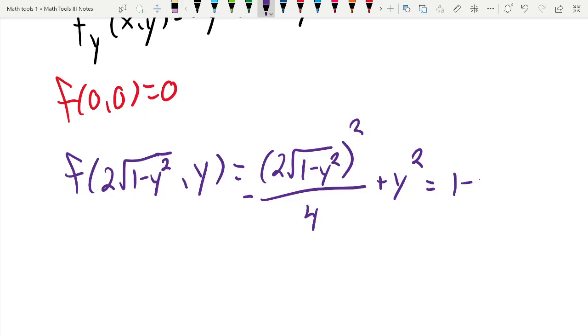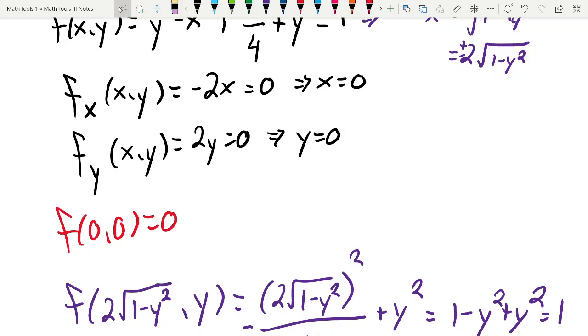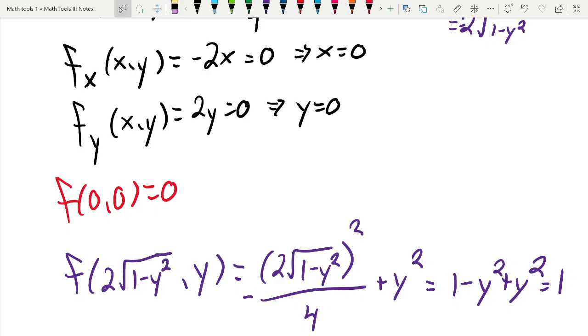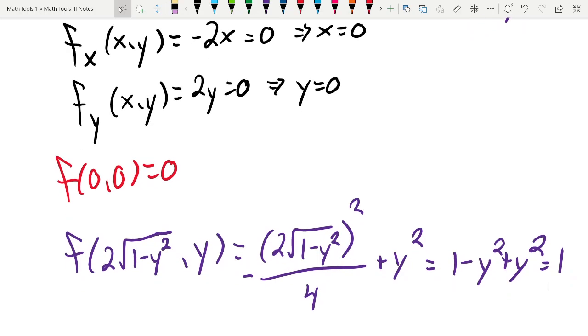So actually that's kind of weird, because this is just equal to 1 now. So this actually is going to change the problem a bit from what I was expecting, because this is going to cut out a lot of the work, right? Because now we don't have any critical points, because the function is constant on that boundary.